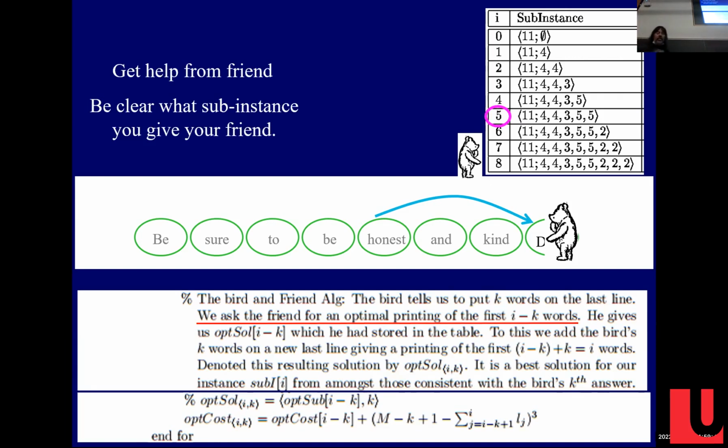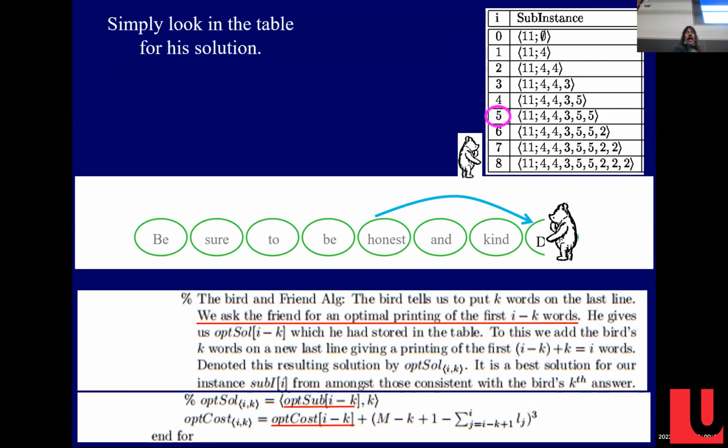So now I know that the first I minus K words are on lines by themselves. And I have to figure out how to print those. And I don't do it myself. I get my friends to do it without micromanaging it. My friend tells me how to print the I minus K words. And how do we get his solution? Well, it's just table lookup.